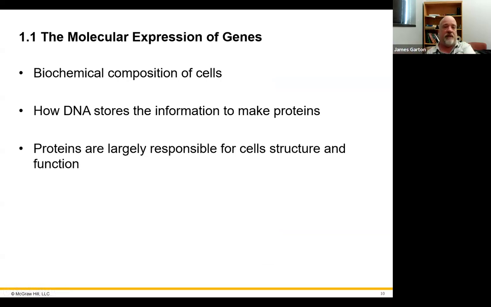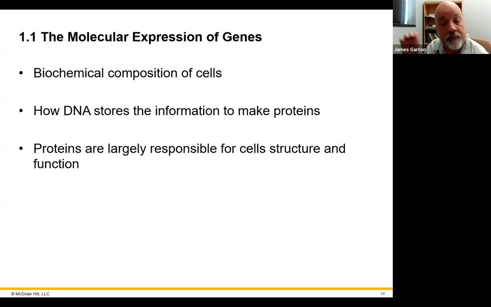To some extent, geneticists are going to concern themselves with the expression of genes. They will be interested in biochemically the ingredients of a cell. How does this DNA store information to make proteins? And then the proteins themselves are the workhorse molecules of the cell. DNA stores information, which gets transcribed into RNA, which gets translated into proteins. It's usually the way it goes.